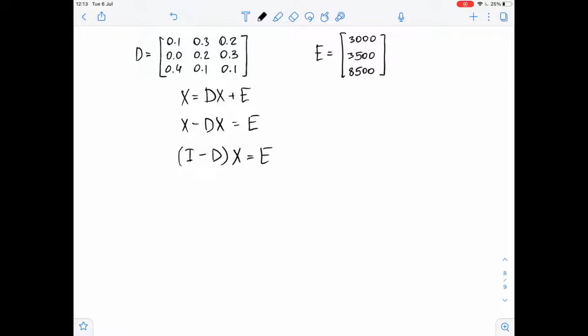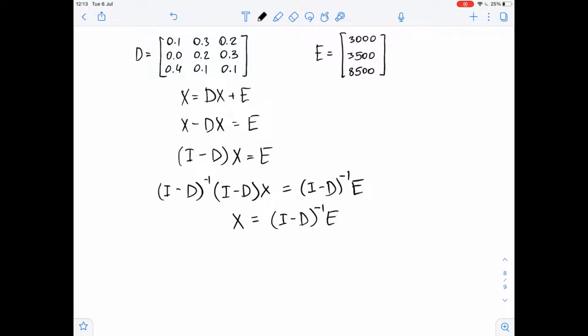Now we pre-multiply both sides by (I minus D) inversed. So we get (I minus D) inversed times (I minus D) times X, and (I minus D) inversed times E. Here (I minus D) inverse times (I minus D) is just the identity matrix, so just X. So X equals (I minus D) inversed times matrix E.